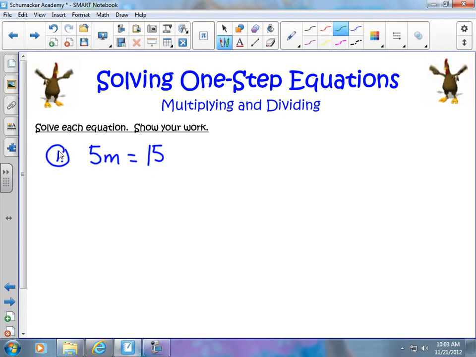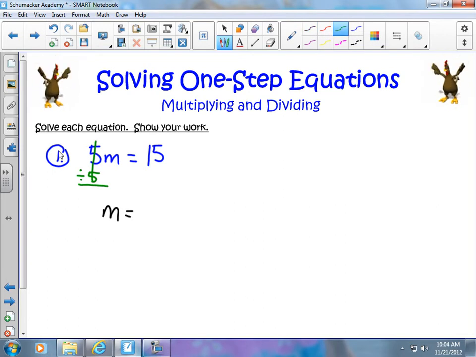Okay, so again, main idea, main principle with solving one-step equations is we want to get the m, our variable, by itself. That means we need to get rid of the number, or whatever number is with it, whatever operations we have to undo. So in this case, we have 5 times m. Well, to undo multiplication, the inverse operation of multiplication is to divide. So we're going to divide by 5. So 5 divided by 5 is 1. 1 times m is simply m.